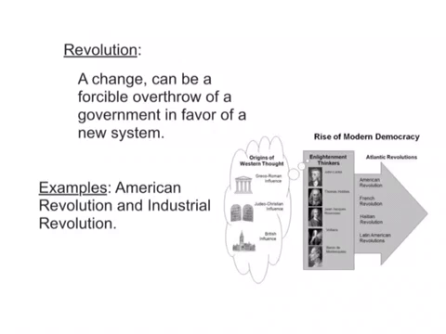Our next key term is revolution. This is a change, and it can be a forcible overthrow of a government in favor of a new system. Examples of revolutions include the American Revolution and the Industrial Revolution. The picture in this slide shows how Enlightenment thinkers like John Locke and Rousseau led to revolutions around the world. Make sure that you are using this example, drawing a picture, or using key terms in the far right-hand side of your vocabulary chart.